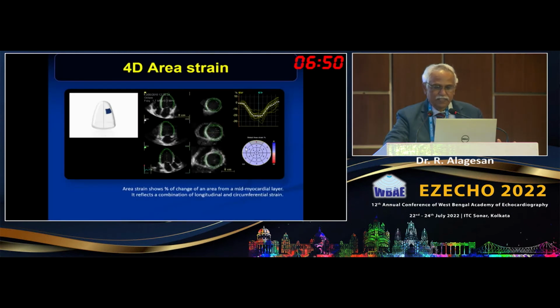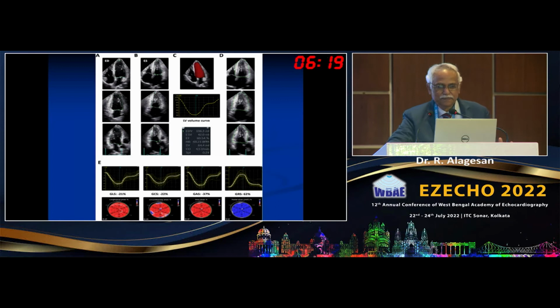And we can get what is called the area strain, which combines the longitudinal strain and the circumferential strain. So just by doing three-dimensional echocardiographic analysis of the data set with the strain software, we can get all the strains: longitudinal, circumferential, radial, and area strain. From this, we can calculate the twist and the torsion, and we can easily analyze the changes happening in a number of diseases.